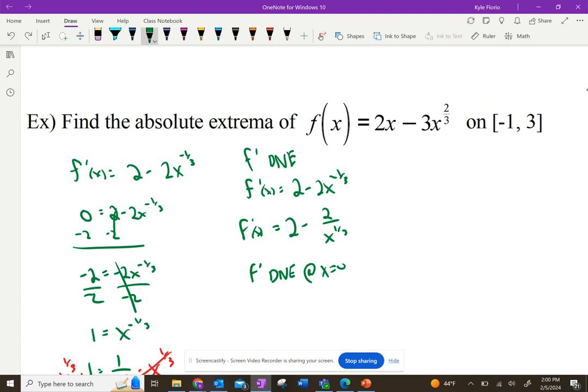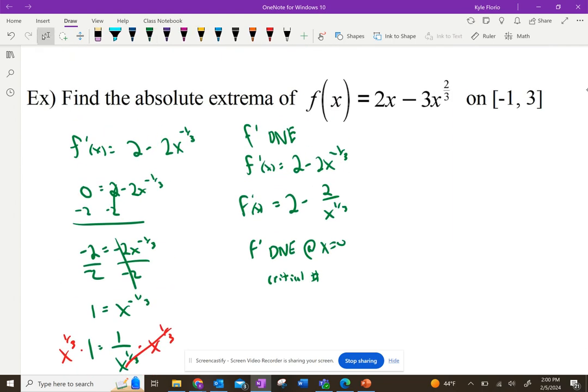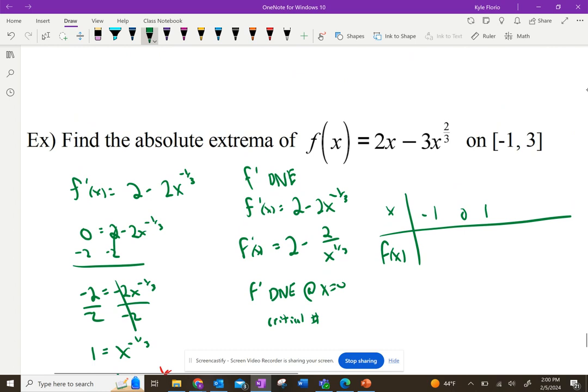Does f of 0 exist? And yes, if I plug 0 in, 0 to the 2/3 is 0, times 3 is 0, 2 times 0 is also 0, and we get 0 minus 0, which is 0. So 0 does exist in my original function, but it doesn't exist in the derivative. So this is also a critical number. All right, so we have 1 and 0. So we've got to make our table to find out where our absolute extrema are. Now, the absolute extrema are either at the critical numbers or at the endpoints. So we have negative 1, we have 0, we have positive 1, and we have 3.